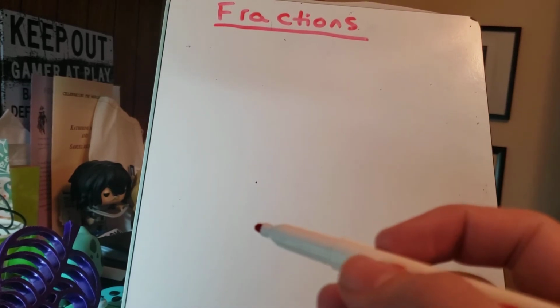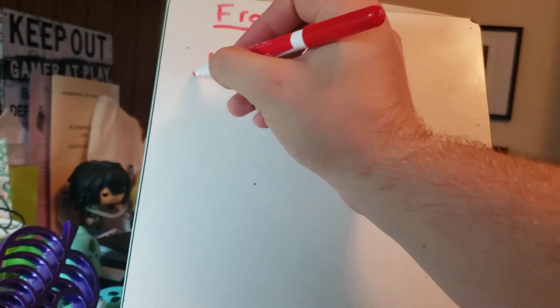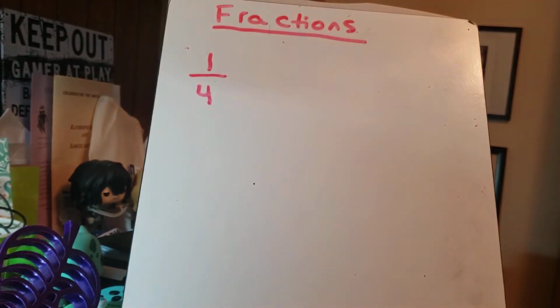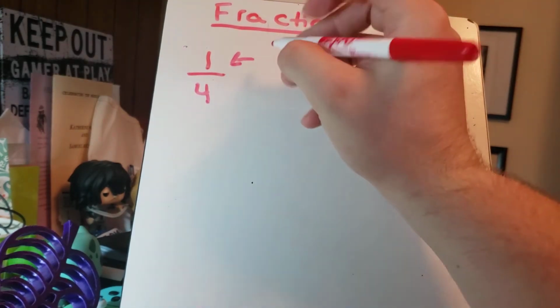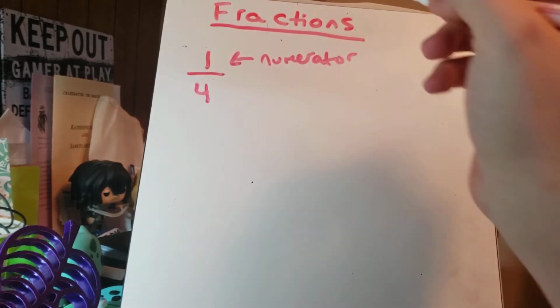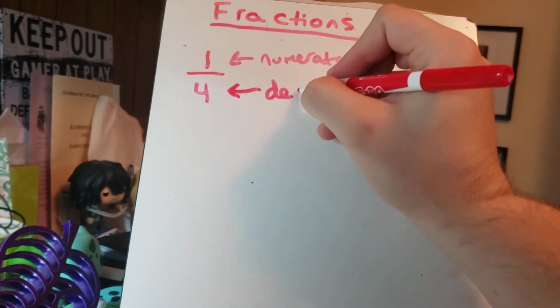Okay, so just to start off, we're going to talk about what a basic fraction is. A fraction is just part of a whole number. So for instance, 1/4, that's a fraction, right? It's less than 1, it's part of a whole number, and it has two parts to it. It has a numerator, which is the top part of the fraction, and it also has a denominator, which is the bottom part.